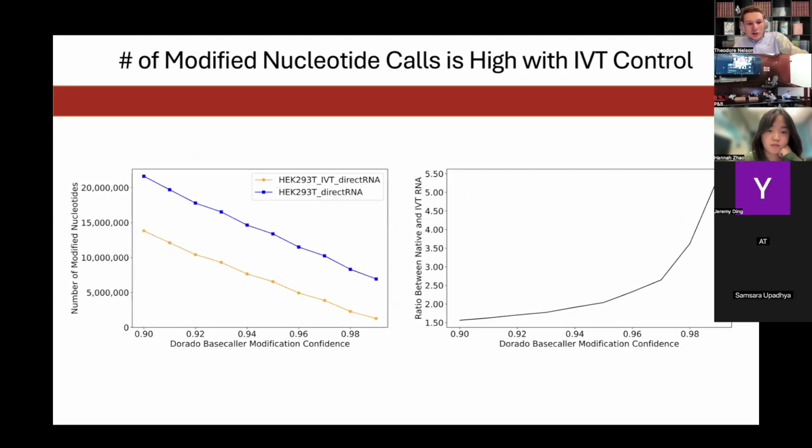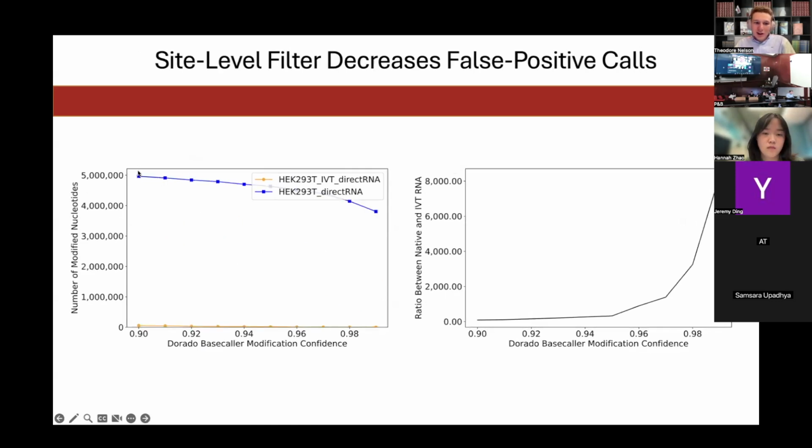If you noticed, with the original HEK293T native RNA library, we were calling approximately 20 million m6As, and at this 0.9 cutoff that went down to about 10 million. With this new cutoff, we get to 5 million, so 4 times less at the 0.9, but this is a dramatic reduction in the IVT, in what's being reduced with this filter.